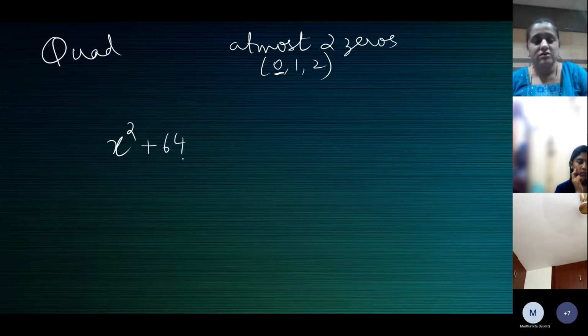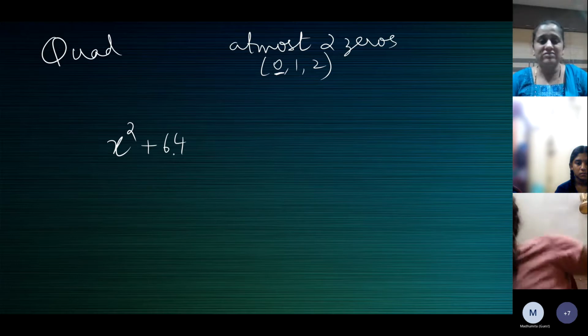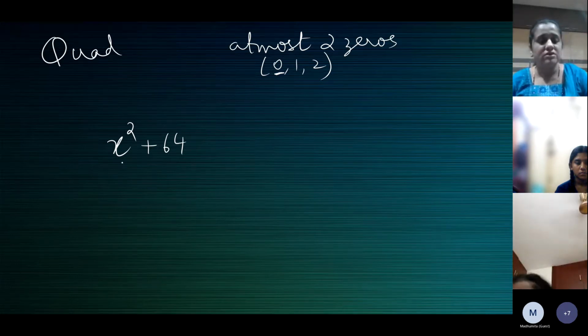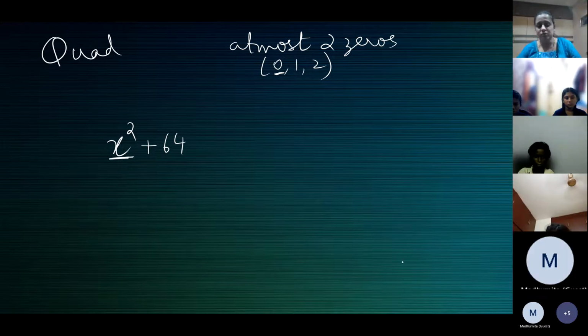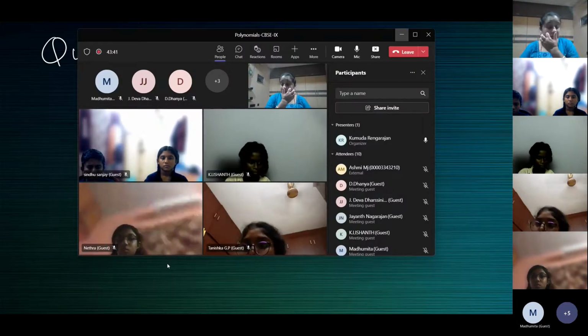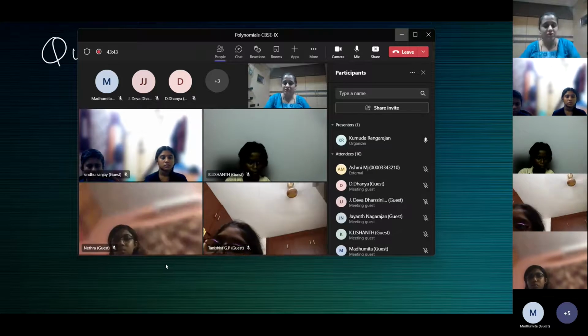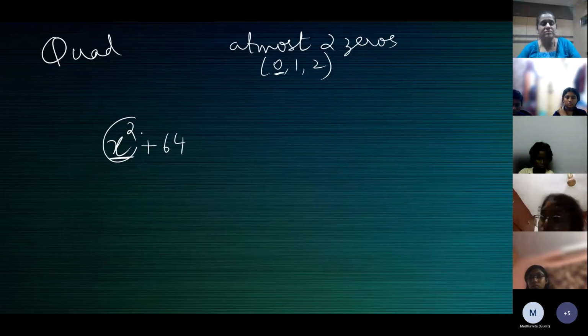Yes, children, I'm back. So there is no value for x which can make the value of this quadratic polynomial 0. Now we have plus 64 here. If the value of the polynomial should be 0, then x squared should be minus 64. How will you get minus 64?